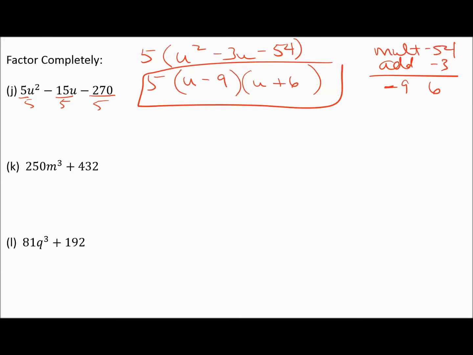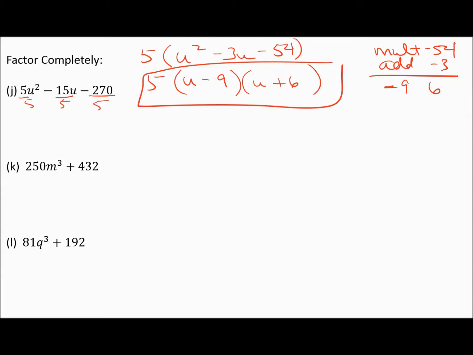Next problem, 250m to the third plus 432. We've got some big numbers here. We also have a binomial, okay? But I'm thinking there's greatest common factor. When I first look at this, I know 2 goes into both of those, and we could try to pull out the 2. 4 may even go into both of them, so use your trusty calculator. I'm going to first divide them both by 4.